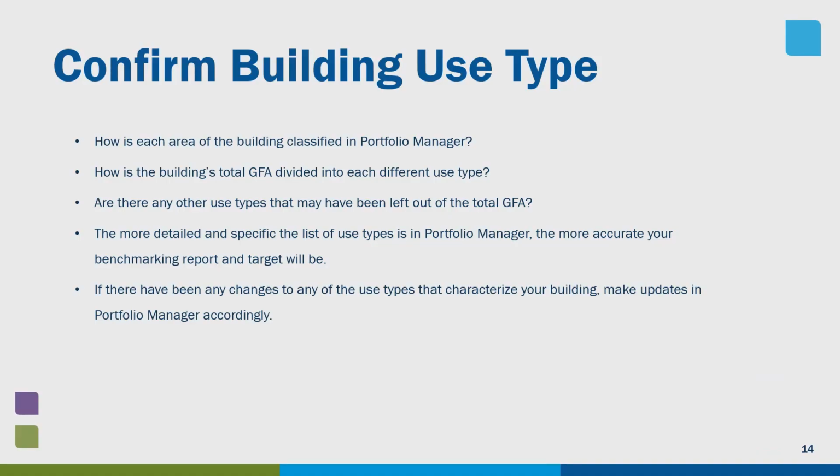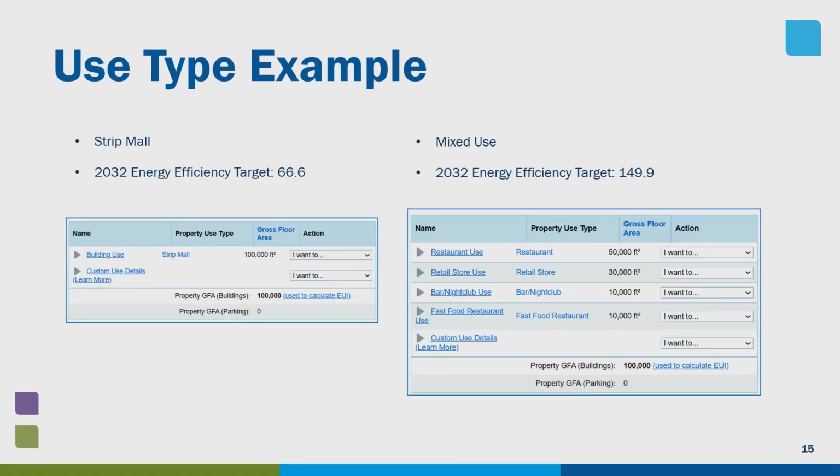Is there a restaurant on the lower level? Is there an underground heated parking garage? Does the building have a small area with a different use type that you've been meaning to check the square footage of? The more detailed and specific the list of use types is in Portfolio Manager, the more accurate your benchmarking report and target will be.